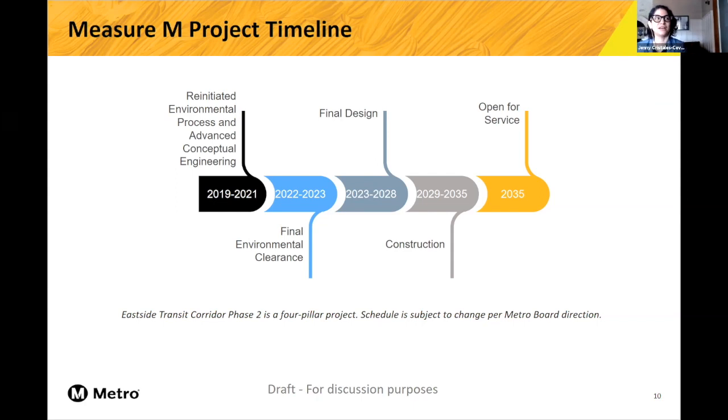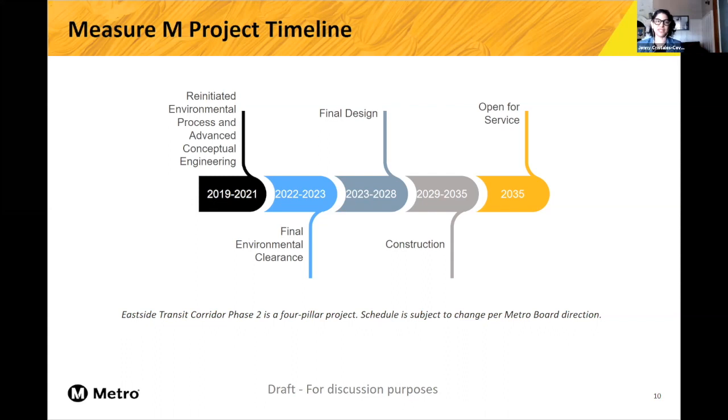But I want to start off with talking about the Measure M project timeline, which is our project timeline that leads all the way to opening and basically where we're at now. Currently we just reinitiated the environmental process and we're doing preliminary design, which is advanced conceptual engineering. We're at about 12%. The environmental process will go through to 2023. Through this entire process, we're trying our best to put forward a very robust community engagement plan that also includes this CBO strategy.